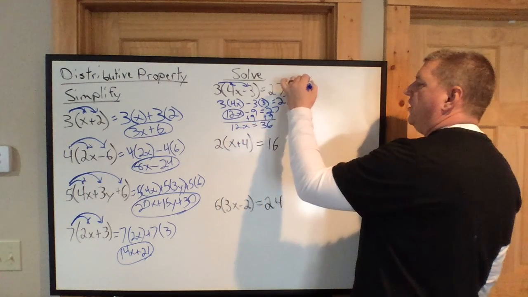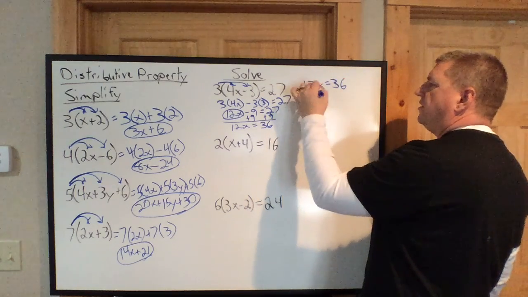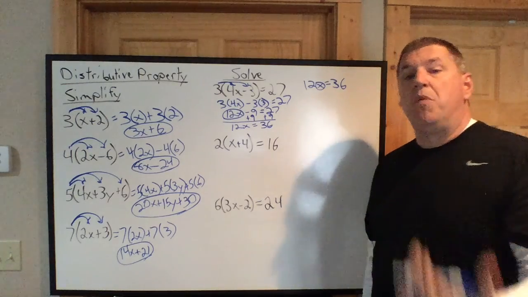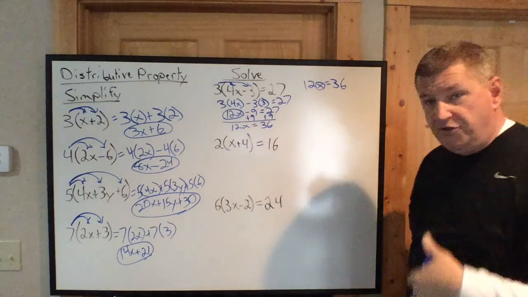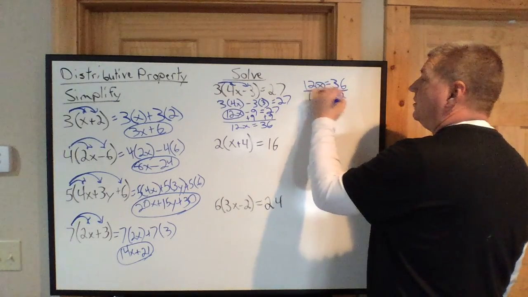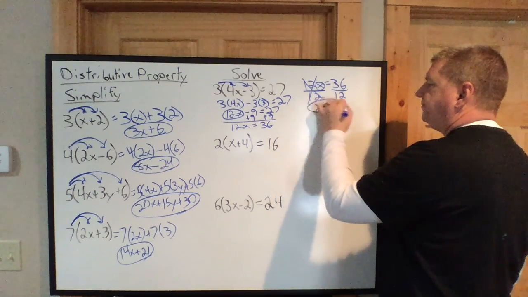I'm going to rewrite it over here. So I got 12x equals 36. That's the variable I want to solve for. It's the x. It is being multiplied by 12, so we have to undo that by dividing by 12. We divide by 12 on both sides. Those cancel. x equals 3.